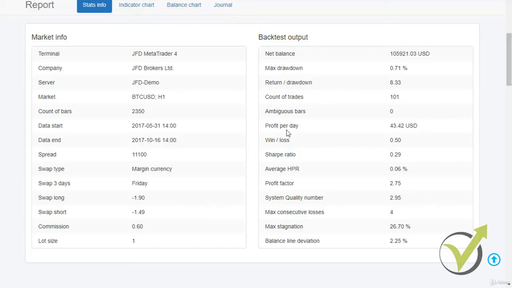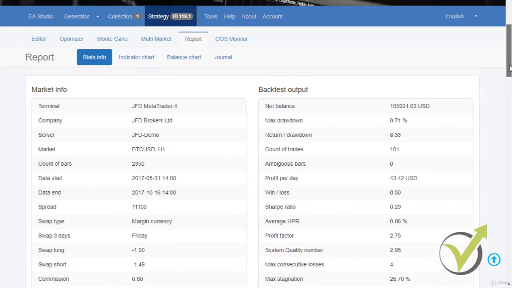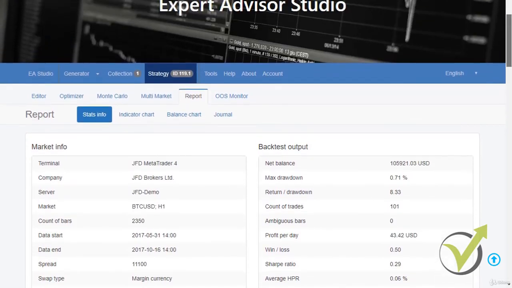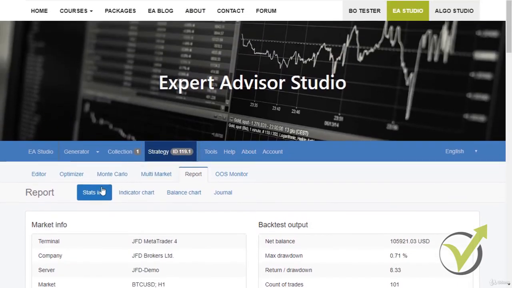And this is with the win-loss ratio, Sharpe ratio, profit factor, maximum stagnation, balance lines deviation, a lot of backtest output that you can see out here, that you cannot see actually with the MetaTrader backtester.